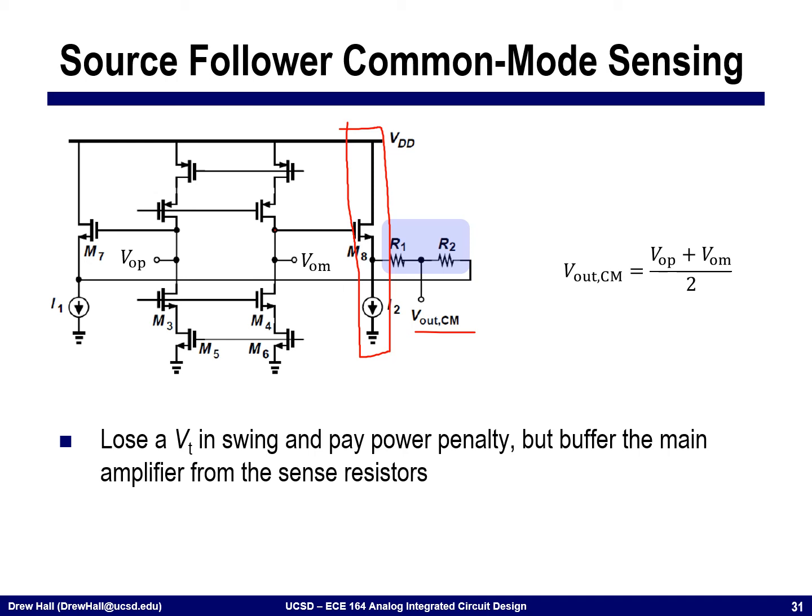The downside is that now I need to account for the swing. So this node, the swing of this node could be limited by M8 or M7 in this case, in the sense that I can't swing too high or too low because I need to keep this unity gain buffer in saturation. I also suffer a penalty in terms of the power, since I've added 2 additional branches on each side of this in order to sense the output common mode voltage.